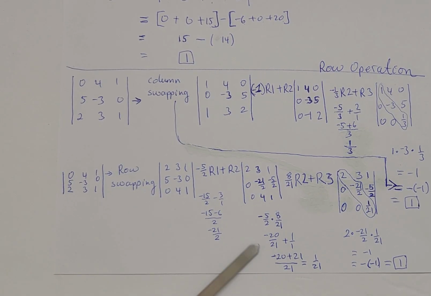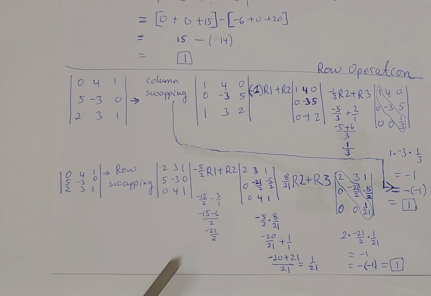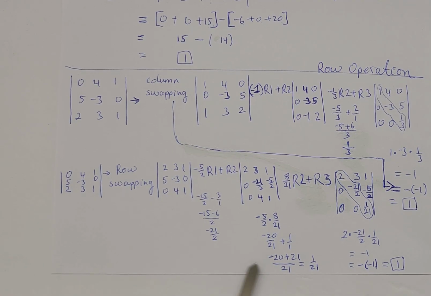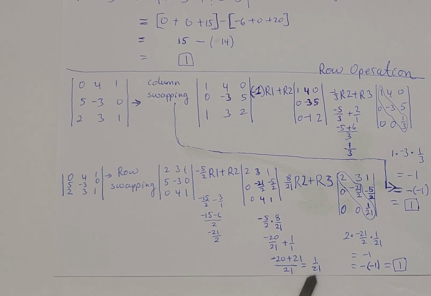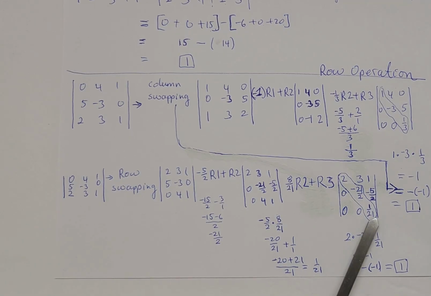So where did this negative 20 over 1 come from? After we multiply negative 5, 8 to 21. Okay, and we're adding this 1 right here. Now cross multiply. So negative 20 times 1 is negative 20. 21 plus 1 is 21. Bottom multiply. 21 times 1 is this 21. And then add, subtract the top. So negative 20 plus 21 is 1 over 21. And we're going to put this fraction here.